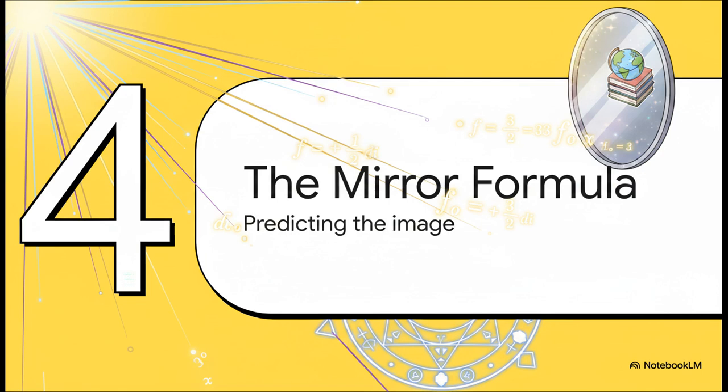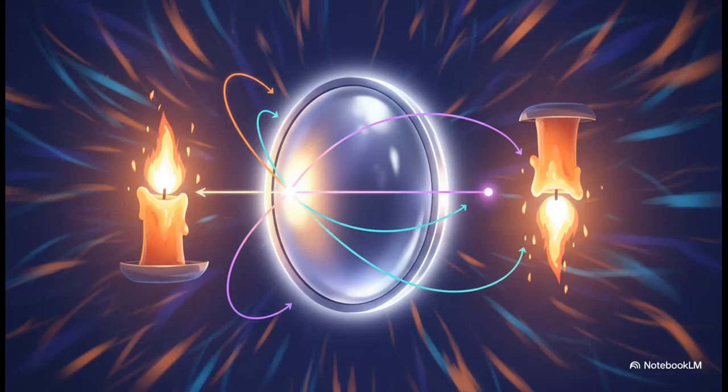Okay, so we've got the concepts down. But what if I told you we could use this to predict exactly where an image is going to show up and how big it'll be? Well, we can. And that's where a little bit of mathematical magic comes into play. And this is the key to everything.